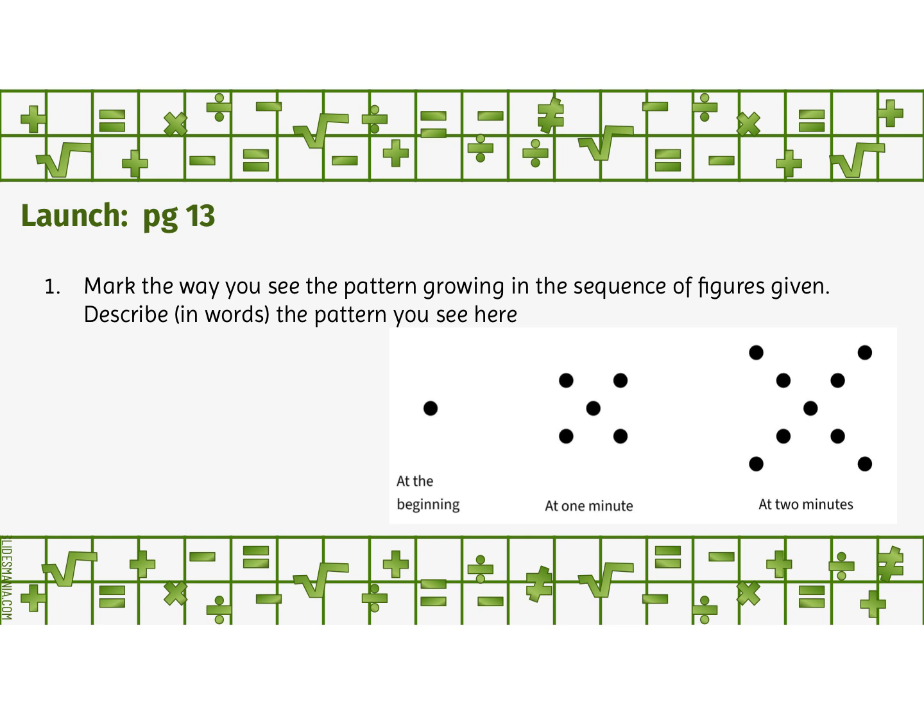All right, turn to page 13. On page 13, we have this picture, right? And it says, mark the way you see the pattern growing in the sequence of figures given. Describe in words the pattern you see. So I want to see what's going on, but then also let's put it in words what's going on. So go ahead and pause this, write down what's going on, and then come back to me.